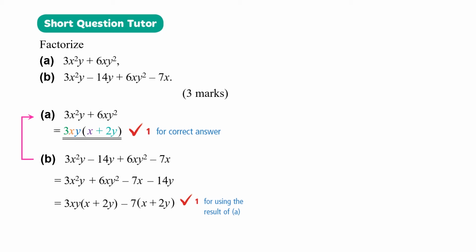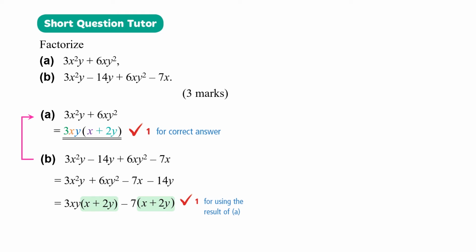This is not completed yet. We can still take out common factor, x plus 2y. Note that, taking out common factor repeatedly is a common trick. So, if you found that the terms inside the brackets are not the same, you probably made a mistake.